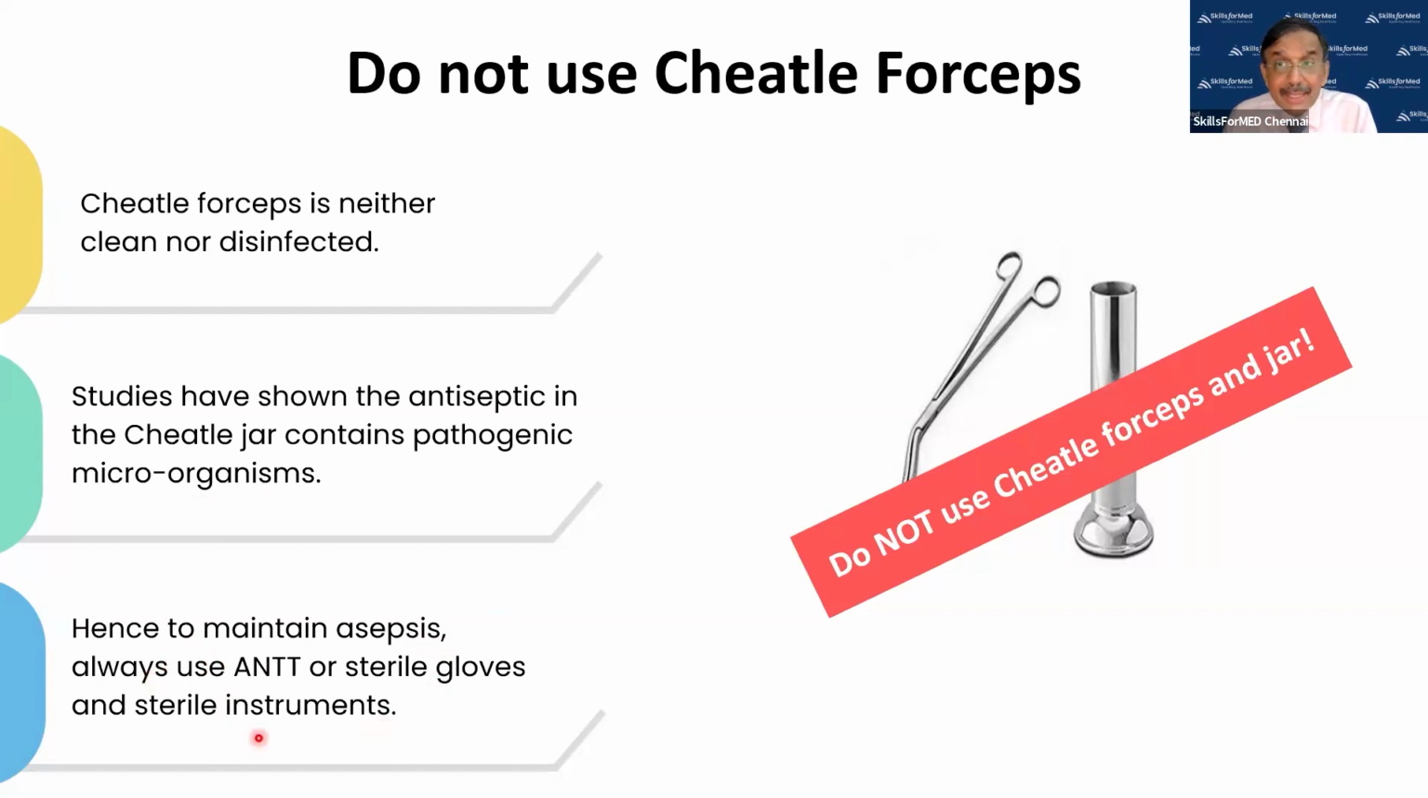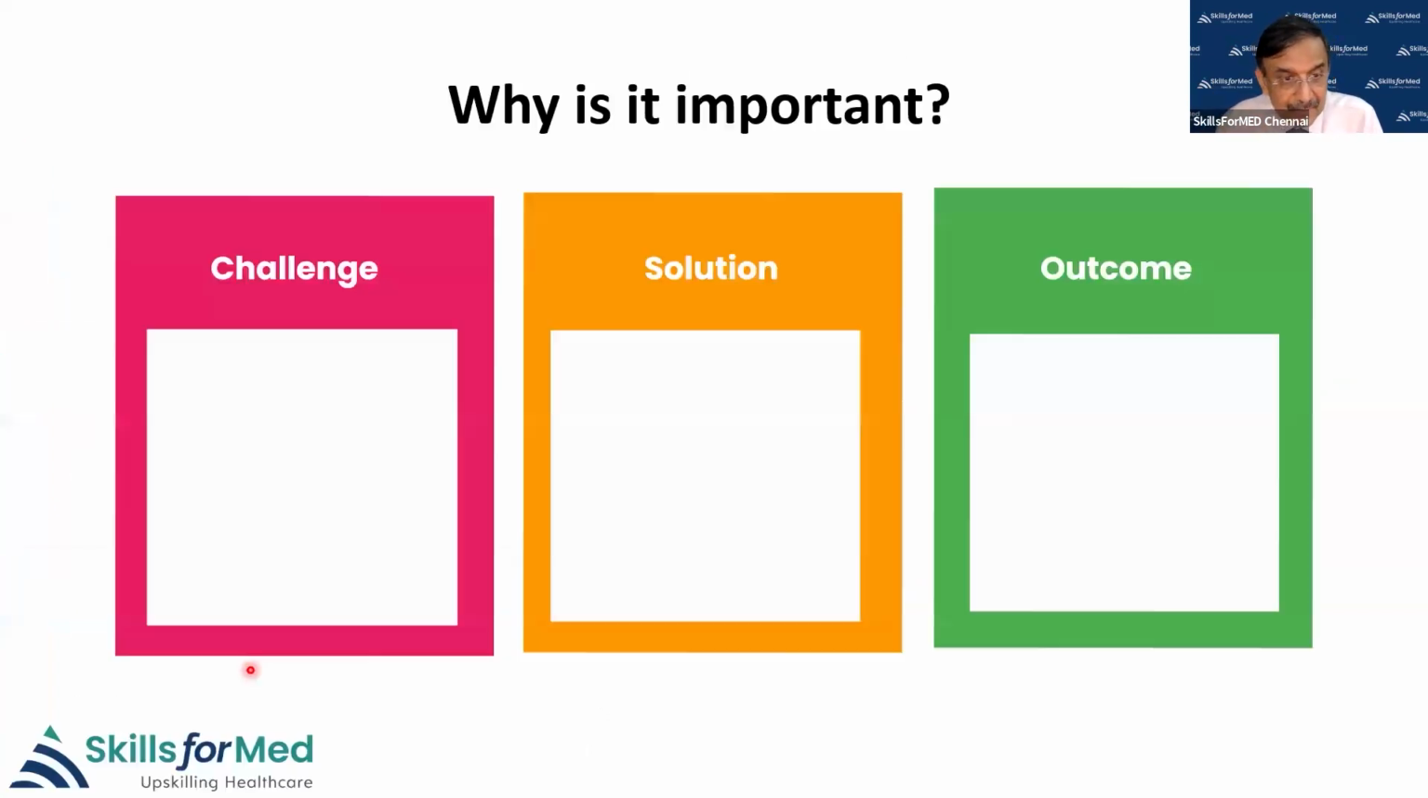So you have to use ANTT. You can't say I'm using ANTT while using the Cheetle jar. It defeats the whole purpose of non-touch technique. You can't say, I'm using Cheetle forceps to grab the gauze, and therefore I'm using ANTT. That is the worst disservice you can do to the ANTT technique.